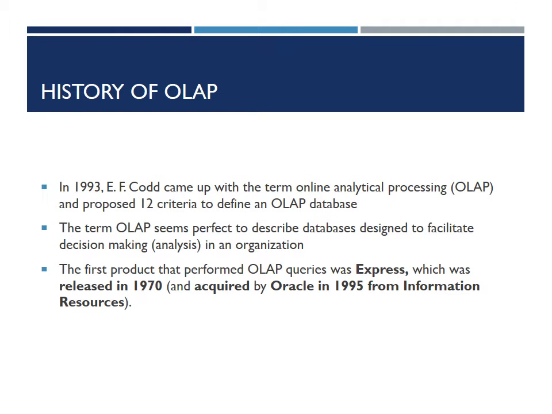History of OLAP. In 1993, E.F. Codd came up with the term online analytical processing and proposed 12 criteria to define an OLAP database. The term OLAP seems perfect to describe databases designed to facilitate decision making analysis in an organization. The first product that performed OLAP queries was Express, which was released in 1970 and later acquired by Oracle in 1995 from Information Resources.